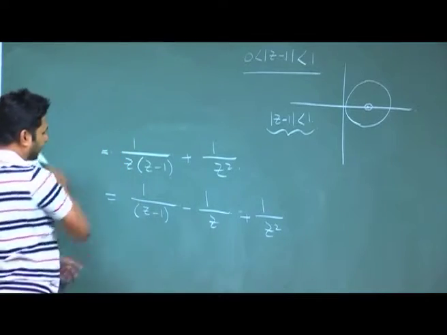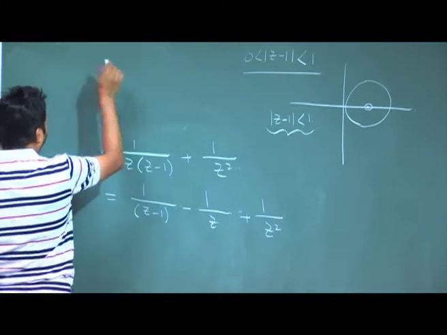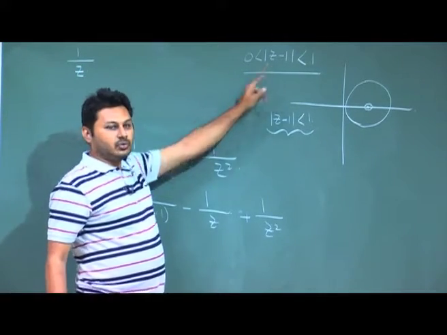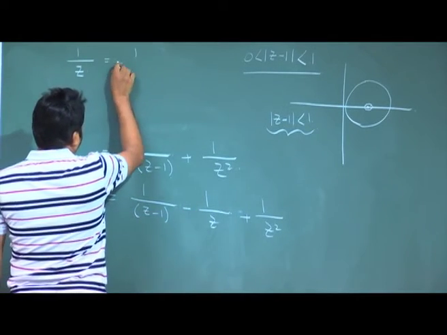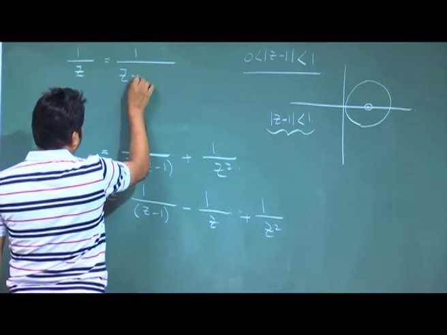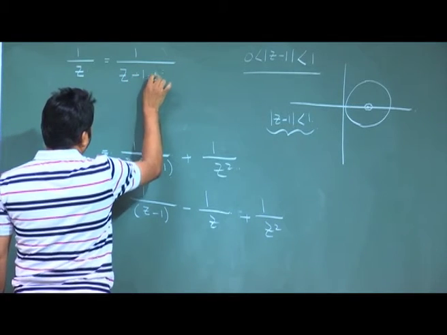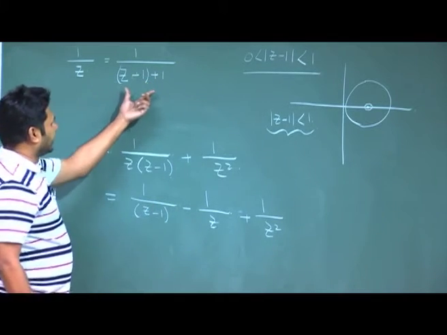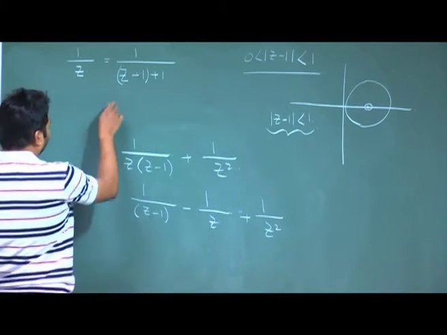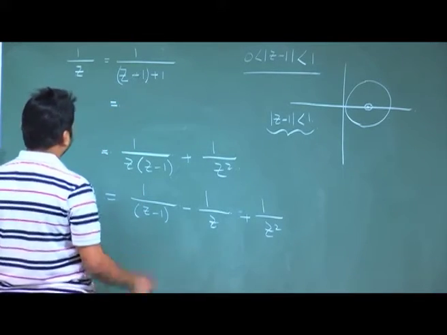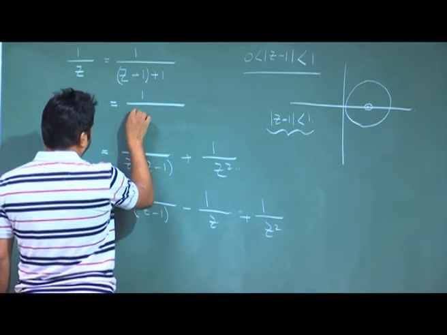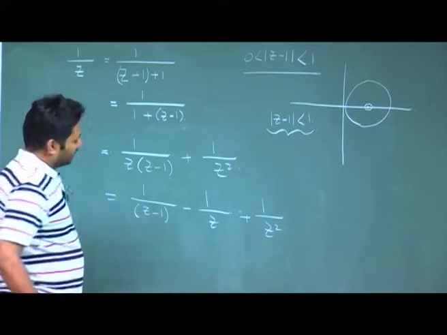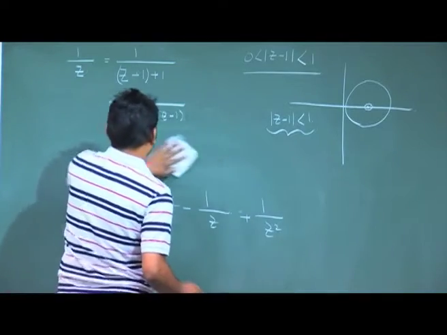Let me erase the function because this function is now written here. So if I want to expand this 1 by z with this limit, how to do that? I will take this function as 1 plus z minus 1, something like this. So 1 divided by 1 plus z minus 1, and once I write this, then I am done.